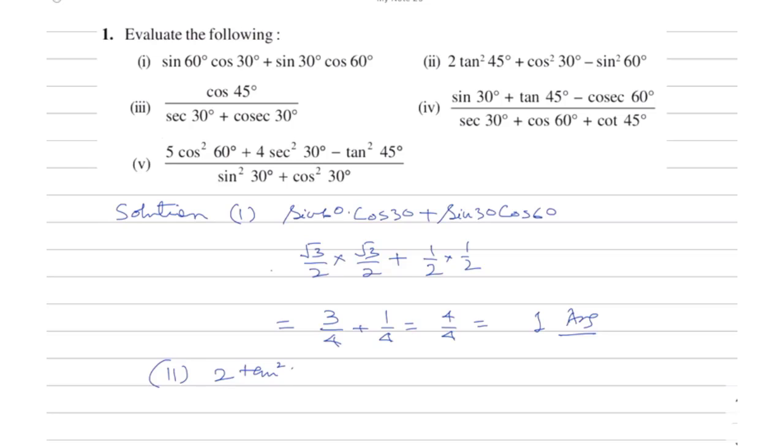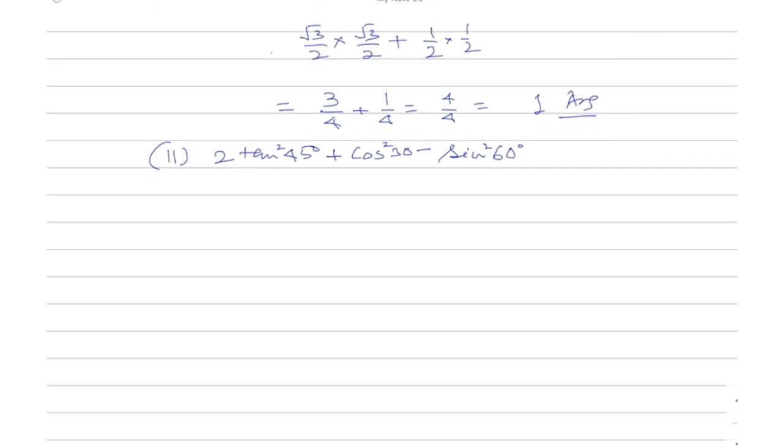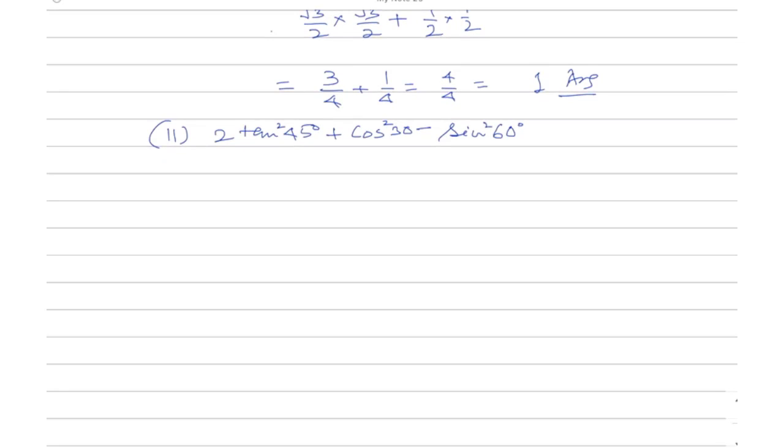In the second part, 2 tan square 45 degree plus cos square 30 degree minus sin square 60 degree. So we know that tan 45 degree is 1, so 2 into 1 square plus cos 30 is root 3 by 2 whole square minus sin 60 is root 3 by 2 whole square. This root 3 by 2 whole square is cancelled out. So we have 2. So answer is 2.